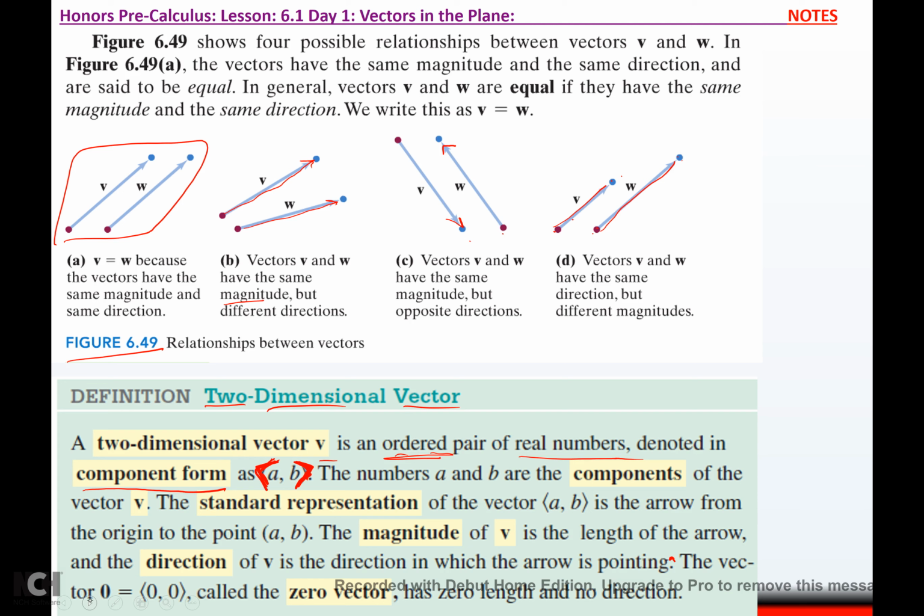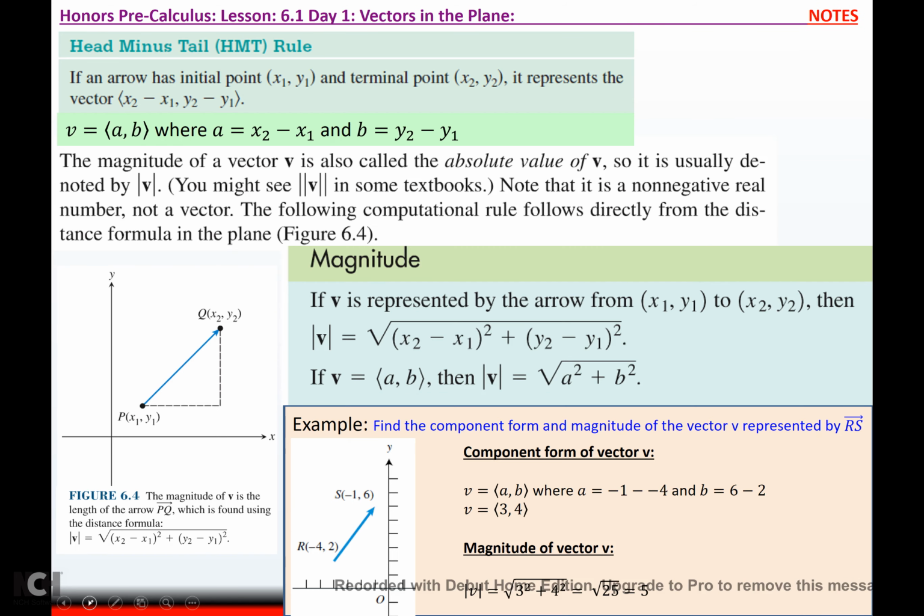Alright, so how in the world do you figure out these A, B coordinates? Well, if you're at the origin, it's easy. It's whatever A and B are. If you're not, then we have what we call the head minus tail rule. It says if an arrow has initial point x1, y1 and terminal point x2, y2, it represents the vector AB, but to get A, you subtract the x coordinates, and to get B, you subtract the y coordinates.